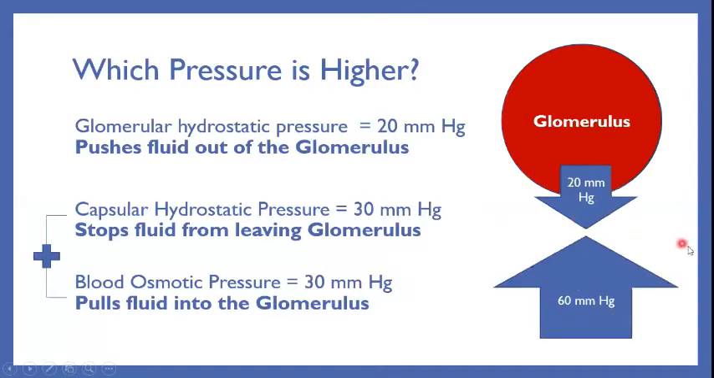If we change it up, the glomerular hydrostatic pressure is pretty low right now. It's only 20 millimeters of mercury. In comparison, our capsular hydrostatic pressure is 30 and our blood osmotic pressure is 30. In this case, fluid's going to be going into the glomerulus more than coming out. So we're not producing a lot of filtrate right now.